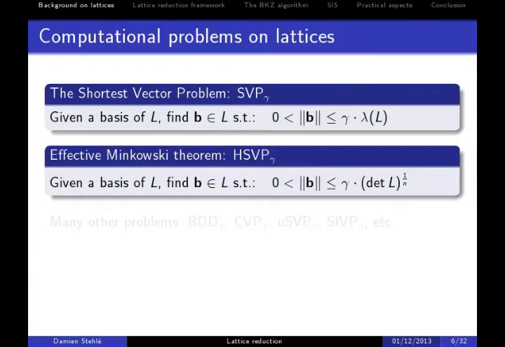We can also have an effective variant of Minkowski's theorem, which I'll call HSVP. Given a basis, we want to find a vector b whose norm is smaller than the determinant to the 1 over n times a relaxation factor gamma. Minkowski's theorem says that if you can solve SVP with factor gamma, you can solve the effective Minkowski theorem with factor gamma square root of n, because lambda is smaller than root n times the nth root of the determinant.